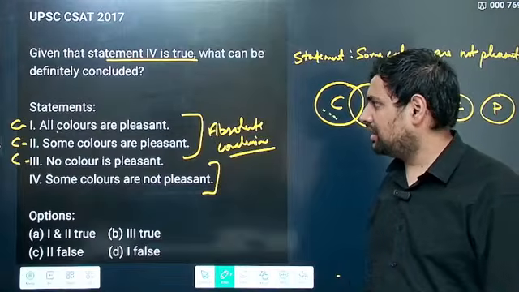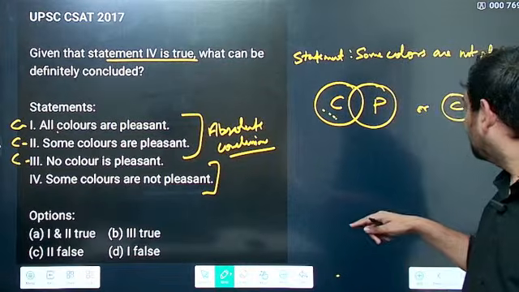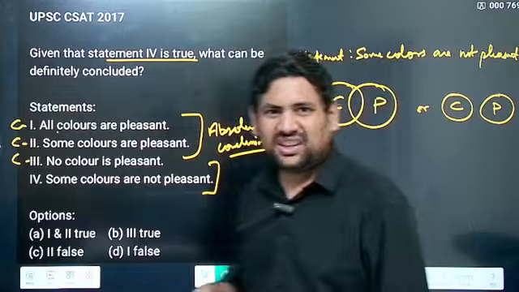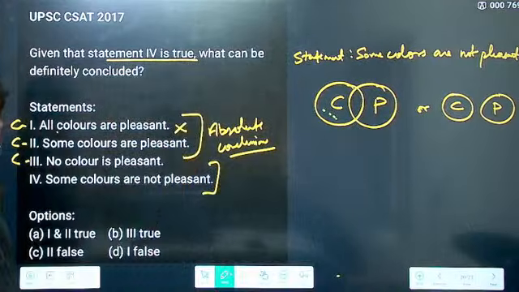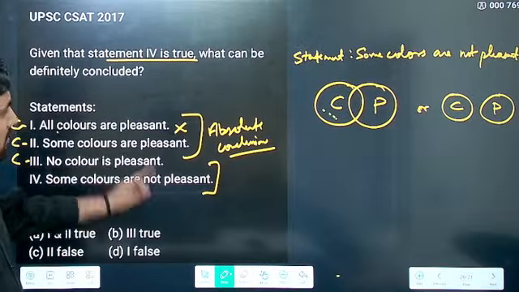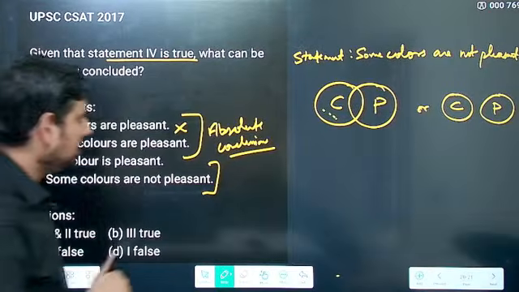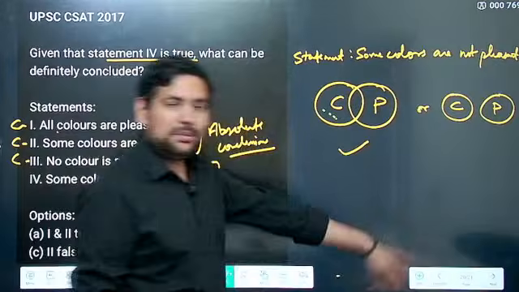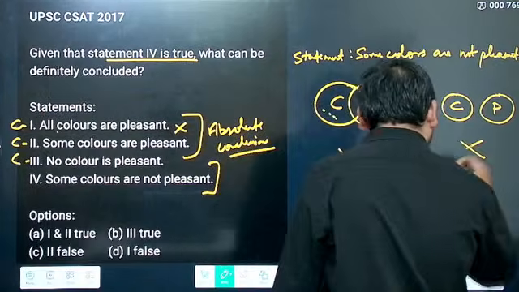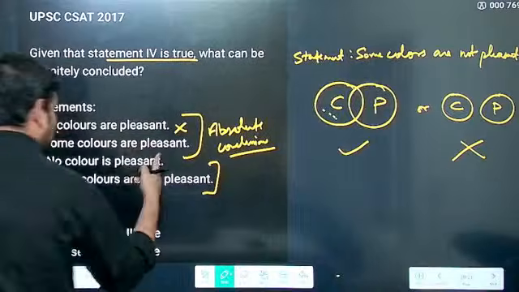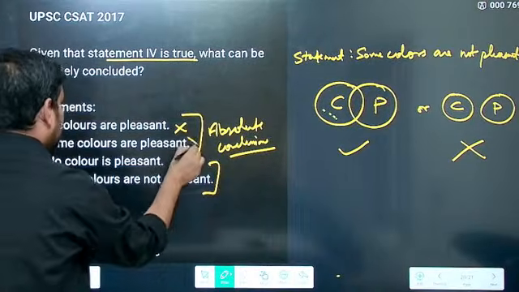Now let's get started. So all colors are pleasant. This is not holding in any diagram. So of course this is wrong. Correct? Then some colors are pleasant. Some colors are pleasant holds in this diagram, and many people mark this as correct. But this is not holding in this diagram. Some colors are pleasant, not holding there. That's why this is also wrong.